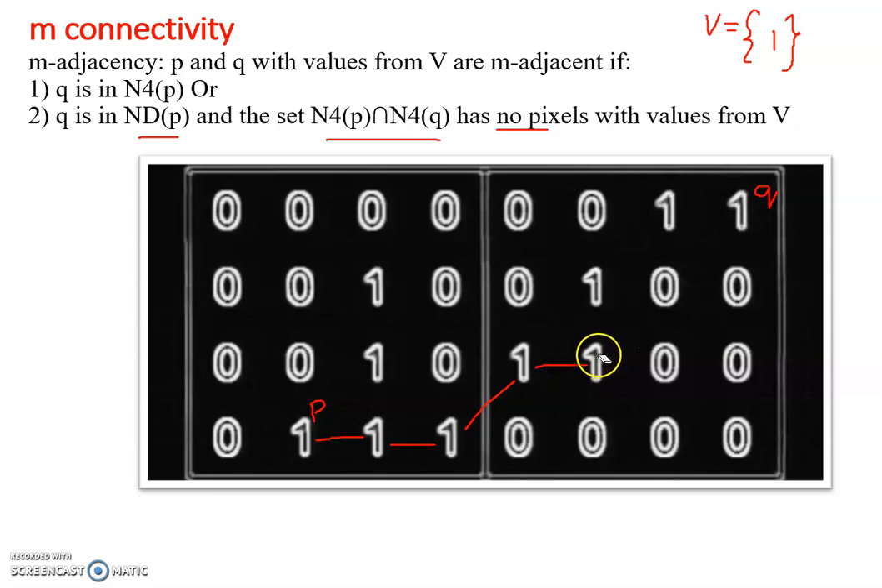Then from here, I again check for these two conditions. I have a vertical neighbor, N4 of P, that is, a neighbor that is in the N4 of P. So I can do the connection. Then from here again I have a diagonal neighbor. For a diagonal neighbor you have to check the second condition. If this is my P and this is my Q, I have the N4 of P and the N4 of Q. The intersection will be this value and this value. Both have value 0, that is, it does not take any value from the set V. So you can do the connection from P to Q.